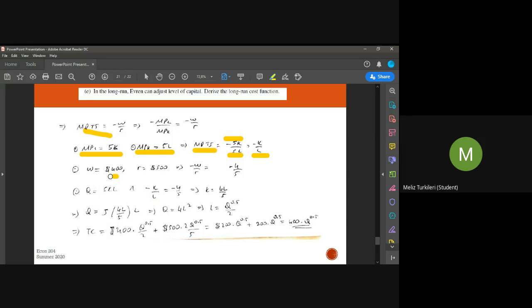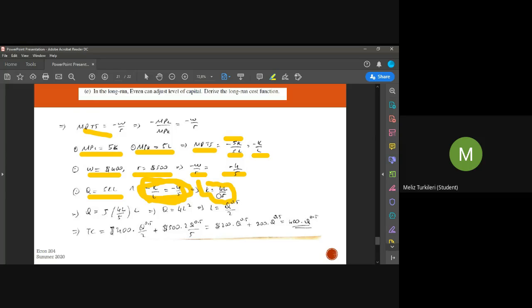And I know that wage is equal to 400, rent is equal to 500. Therefore, wage divided by rent should be equal to minus 4 divided by 5. This is the slope of the isocost line. This is the slope of the isoquant line. This is our production function, and I know this information from the minimization. It should be tangent. The slopes of the isoquant and isocost lines should be equal to each other. Therefore, I find that K should be equal to 4 times L divided by 5.